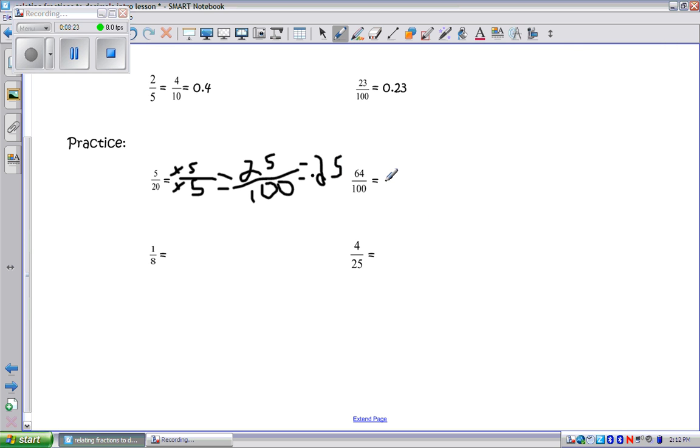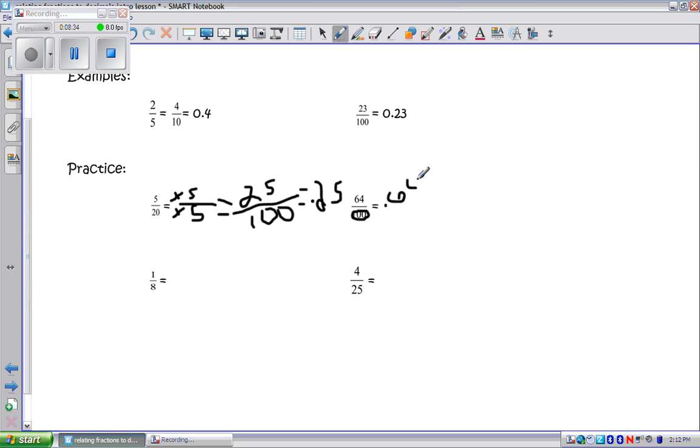64 hundredths. That's a nice one. Already in with 100 in the denominator down there. So we simply write this as 0.64.